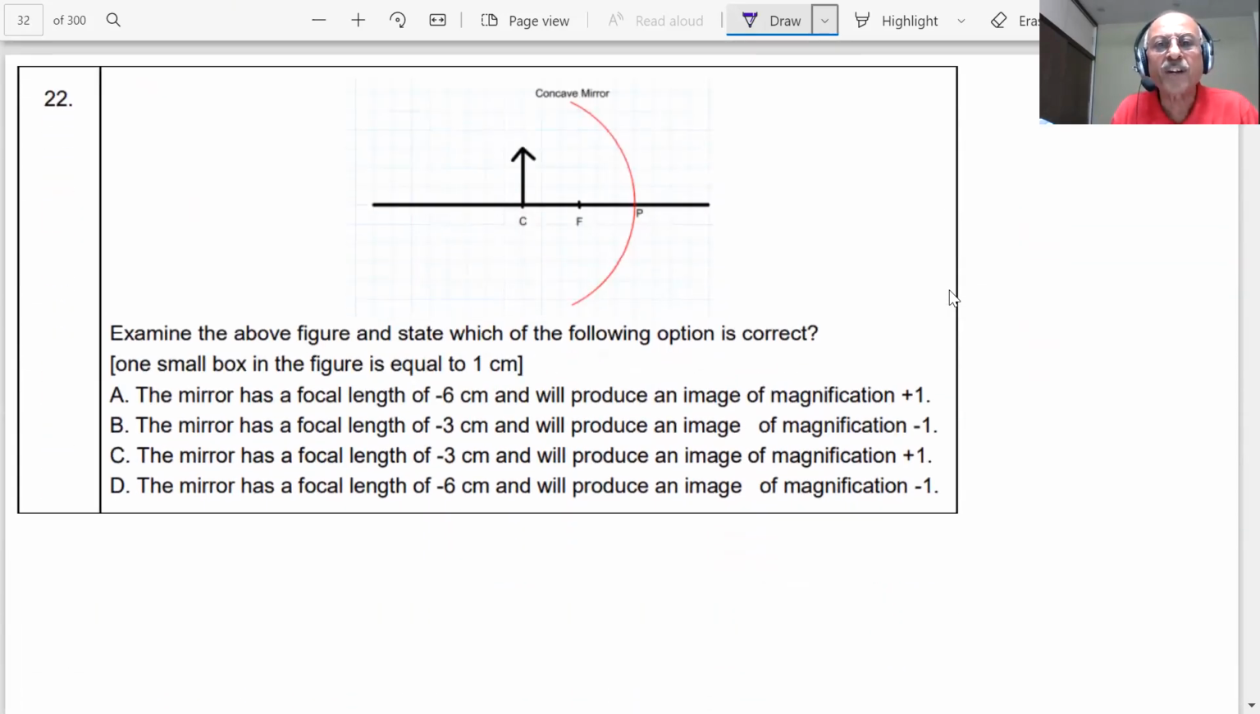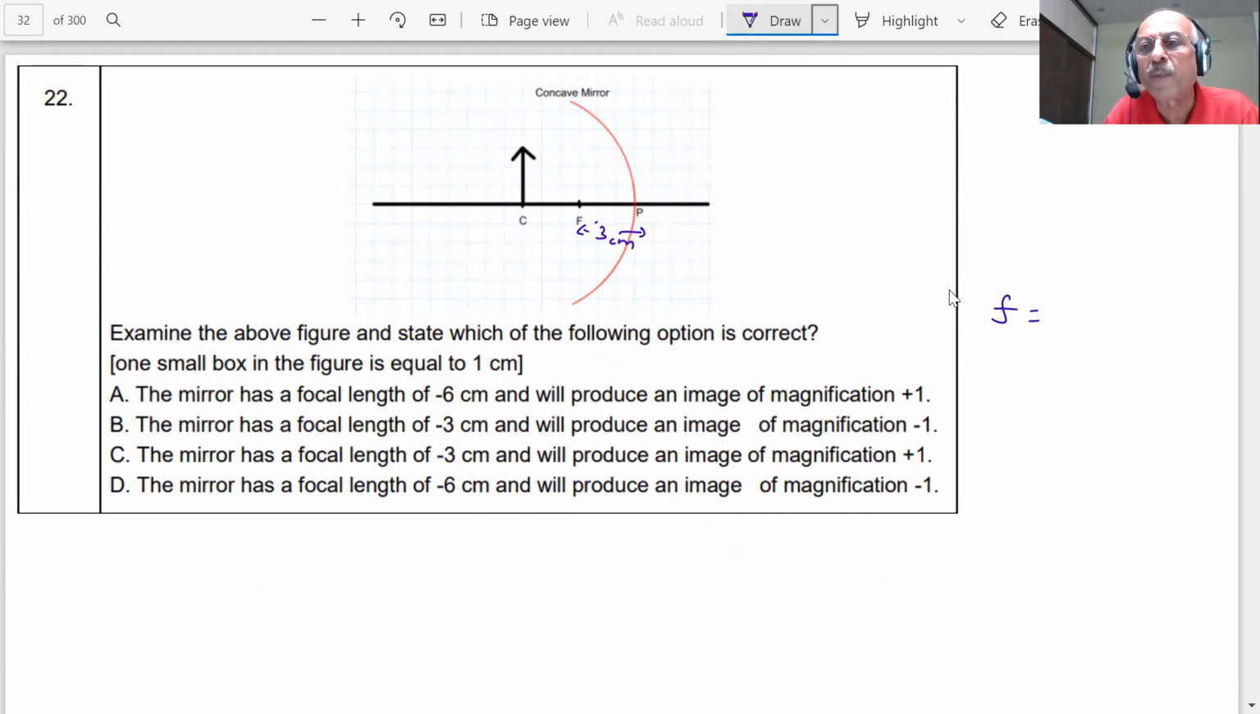Examine the above figure. State which of the following options is correct. One small box is equal to 1 centimeter. How many boxes are there? This is 1, 2, 3. That means, student, this distance is how much? 3 centimeter, okay? For one small box. The mirror has a focal length of -6? No. What is the focal length of the mirror?